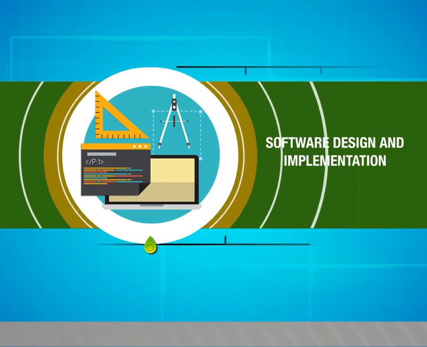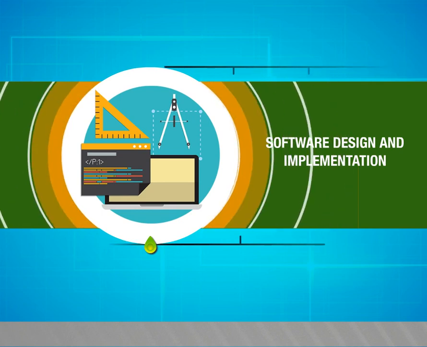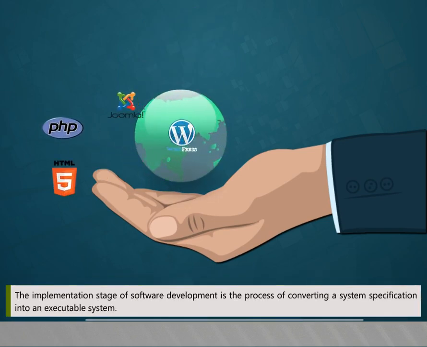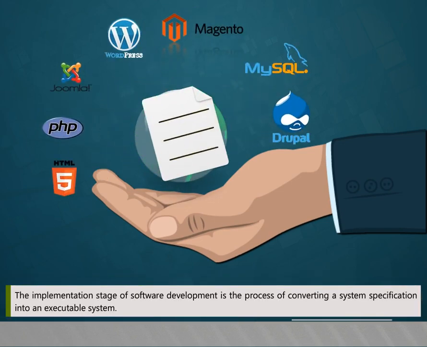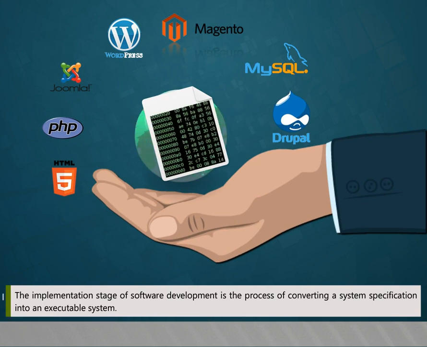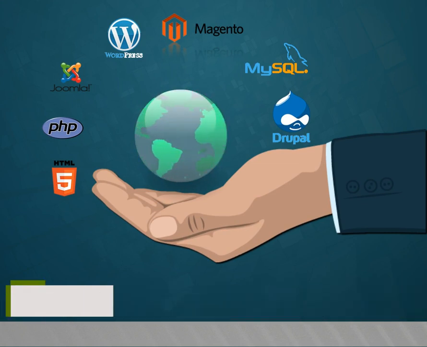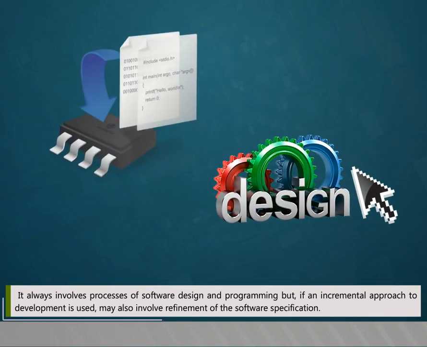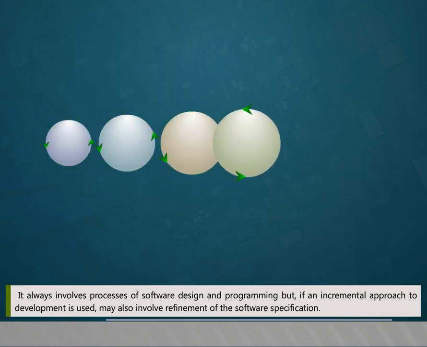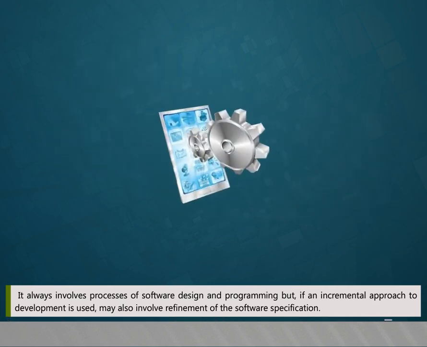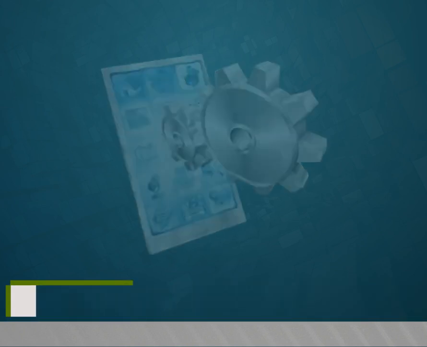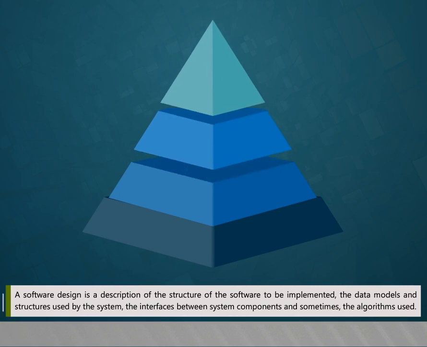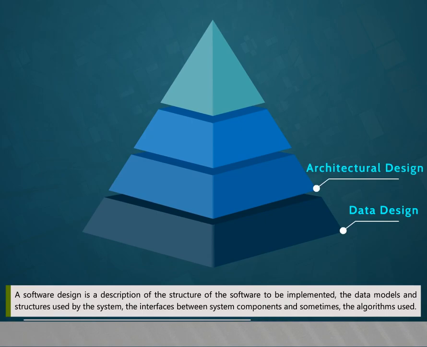Software design and implementation. In this video, we are going to see about software design and implementation. The implementation stage of software development is a process of converting a system specification into an executable system. It always involves processes of software design and programming, but if an incremental approach to development is used, it may also involve refinement of the software specification. A software design is a description of the structure of the software to be implemented, the data models and structures used by the system.